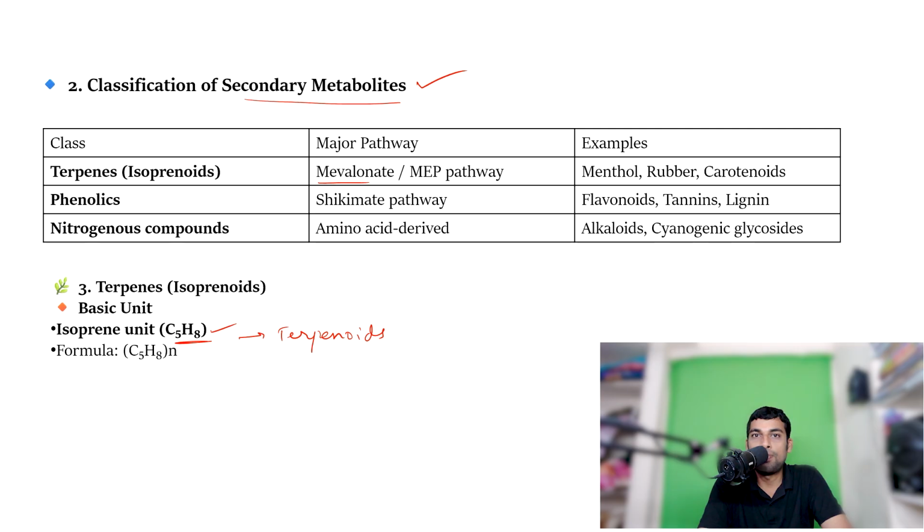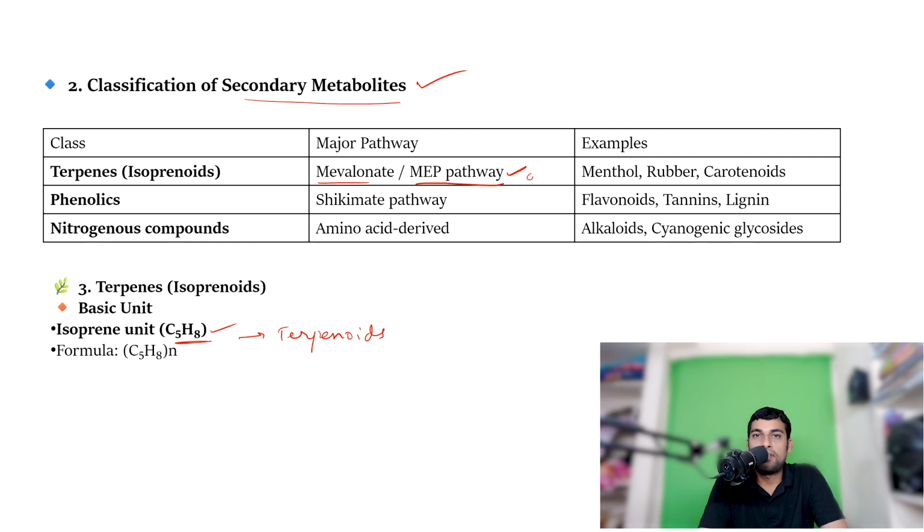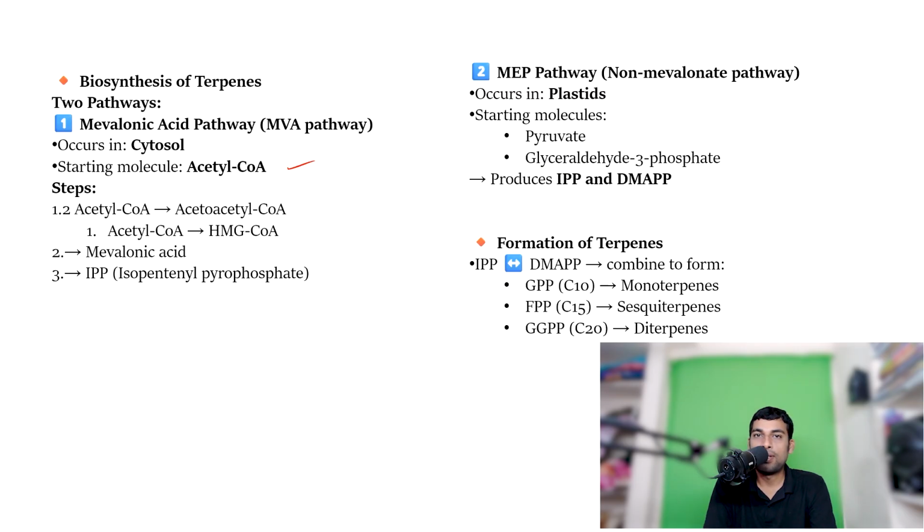How are these terpenes produced? Terpenes are synthesized through two pathways. The first one is the mevalonic acid pathway. The second one is the non-mevalonic acid pathway. The first one occurs in the cytosol. It starts from acetyl-CoA. Two acetyl-CoA are converted into acetoacetyl-CoA, and then into mevalonic acid. Next it is converted into IPP, that is isopentenyl pyrophosphate.